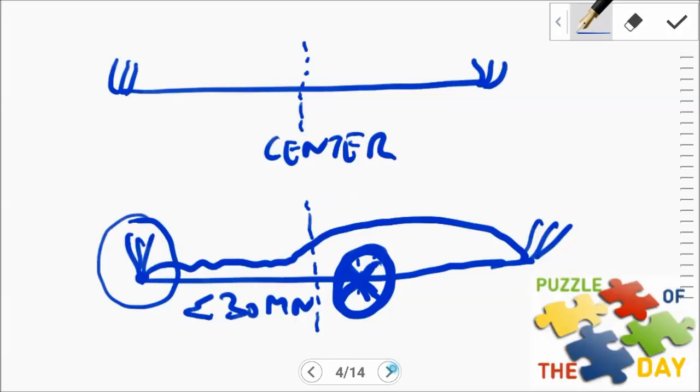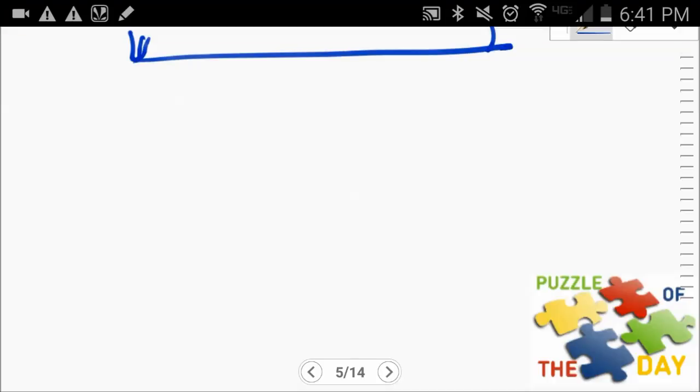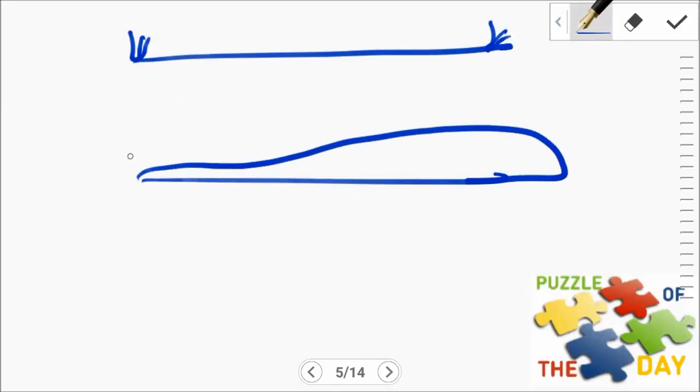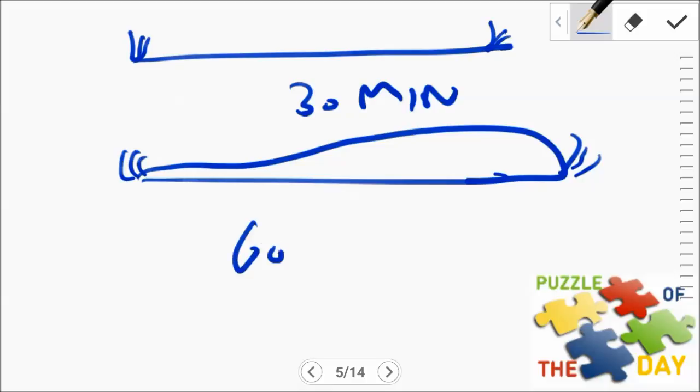So now I can see that whether it's a uniform rope or not uniform rope, if I light both ends of it, I know I can measure 30 minutes of time by burning two ends. So some part of the problem is solved because we are now able to measure 30 minutes of time, whether the rope is uniform or not uniform.